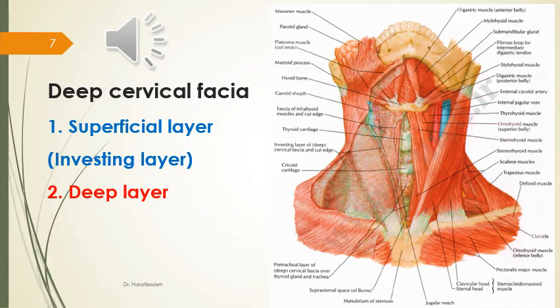It is essentially divided into 2 layers, a superficial layer and a deep layer. The superficial layer is named the investing layer or outer investing layer, which means it surrounds and covers the structures and is superficial in comparison to the deep layer. The deeper layer divides into various parts and different compartments.